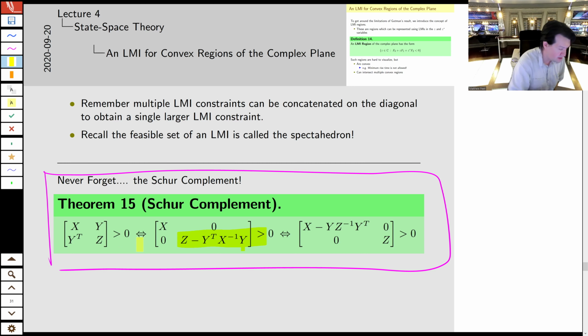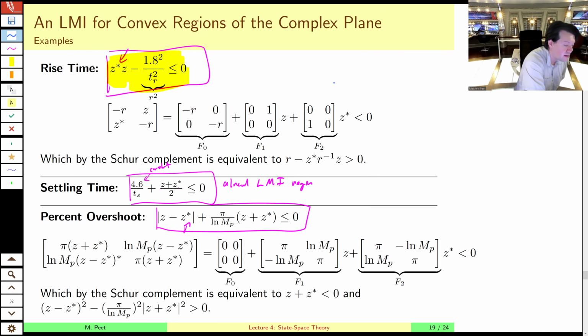In this case, if we just write down the Schur complement again, here's our Schur complement. This is, in this case, negative definite if and only if this is positive. So here Z is our Y. This is our, what did I call it? X, I think. And there's no Z. Z is just 1.